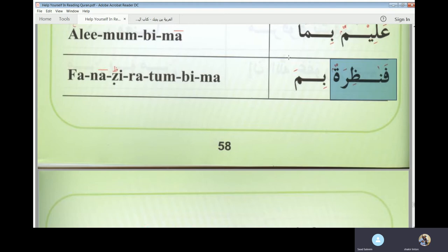Fanaziratum bima. Right. So you are still pronouncing the ta, but you're adding a meme to it. Yes. Okay. Fanaziratum bima.